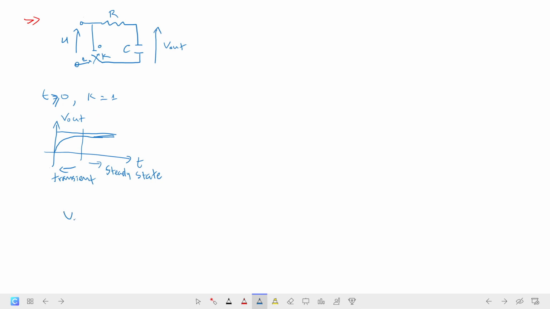So the equation looks like this: V out dot plus 1 over RC V out equals 1 over RC times U. To reduce the complexity of notation, let me just write down H dot plus A H equals A U, like this. So now we are going to solve this equation.